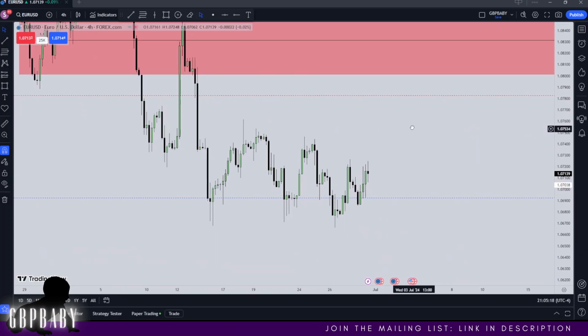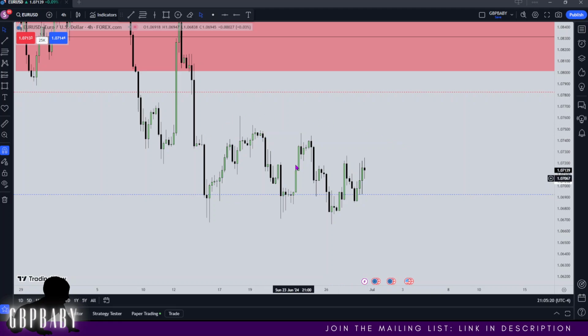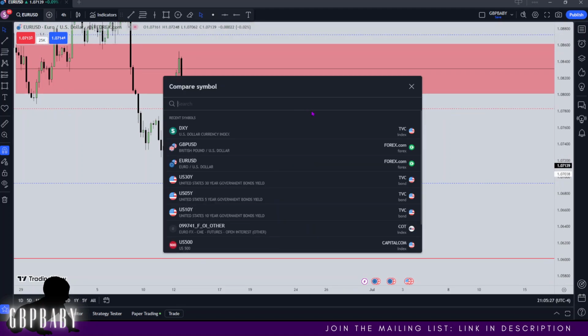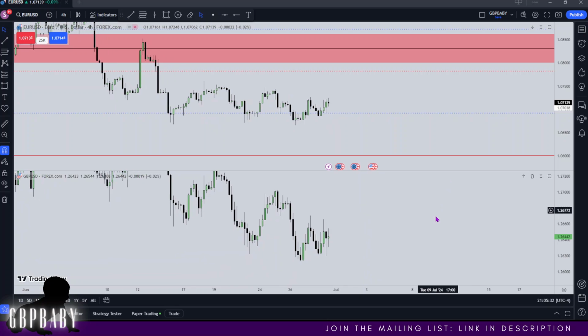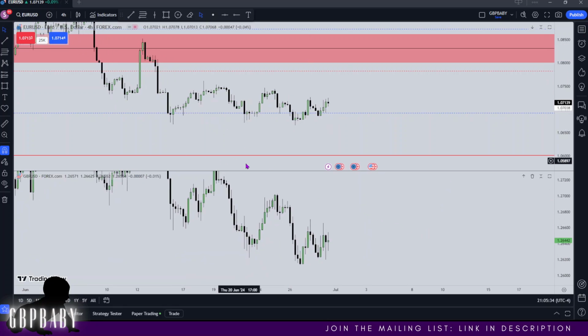Very interesting. So again, it's consolidation, and we see consolidations before what? Expansions. Guys, let me just quickly add GBP, see what happened here. Right, so we're seeing a level of divergence here, aren't we?